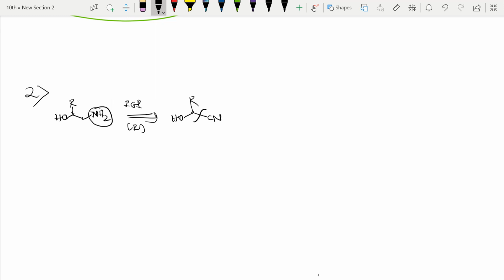Further I can break here. If I break here, that is a 1,2 disconnection. Here we call it a 1,2 disconnection, right? So what I will get: R, directly I can write aldehyde, plus CN minus. Because this aldehyde, how did it come? See here, this carbon gets positive charge, here the OH group will be there. So I have broken like this, H plus and CN minus. The equivalent reagent for CN minus is KCN, because K plus CN minus is there. So both are equivalent reagents.